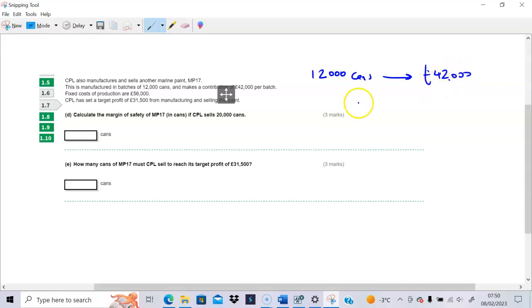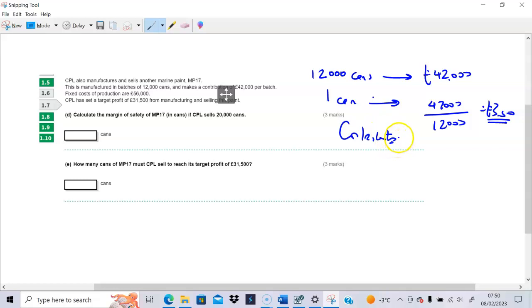So I can find what the contribution is per can, right? That's really the case here. This is one batch here, and so I know that for one can, my contribution per can is the 42,000 divided by 12,000 cans, and that's £3.50. So I'm making £3.50 on every can. That I know. Fair enough, I don't know the selling price or the variable cost, but I know what my contribution on every can is.